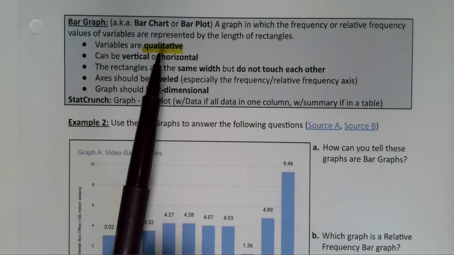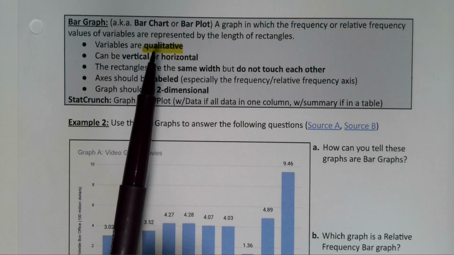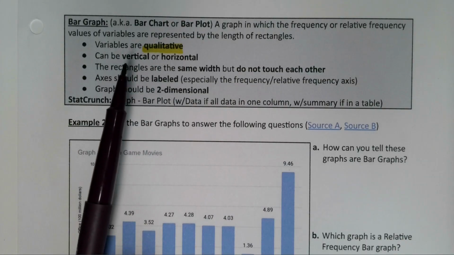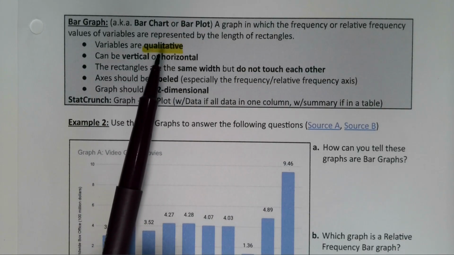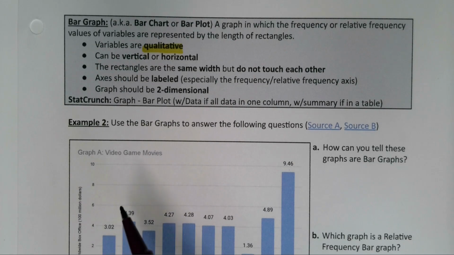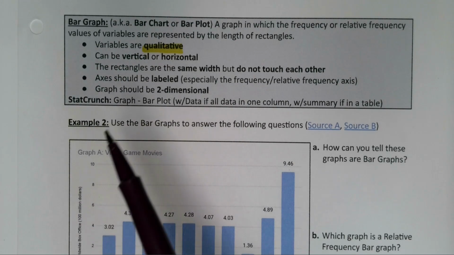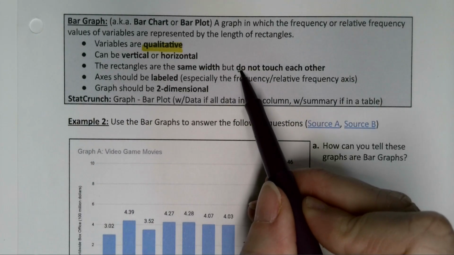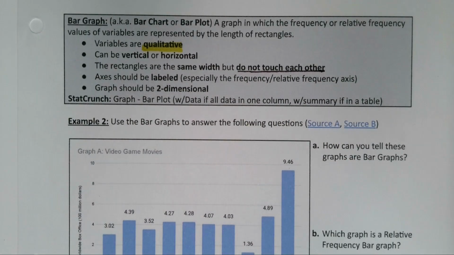Now that's going to be key because we're going to have graphs later where they're not qualitative, but they will look very similar. So bar graphs are the ones where the variables are qualitative. Now they can be vertical or they can be horizontal. The rectangles have to be the same width and they do not touch each other. That's another way you can spot the difference between a bar graph and one we're going to learn later called a histogram. Obviously, you should label your axes as always.